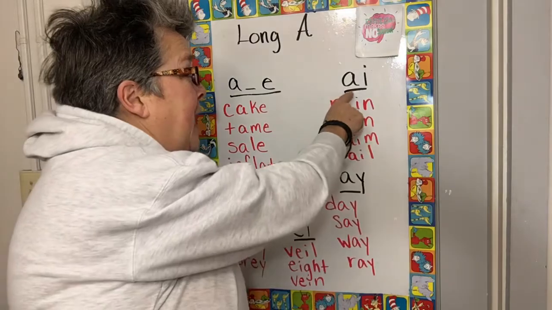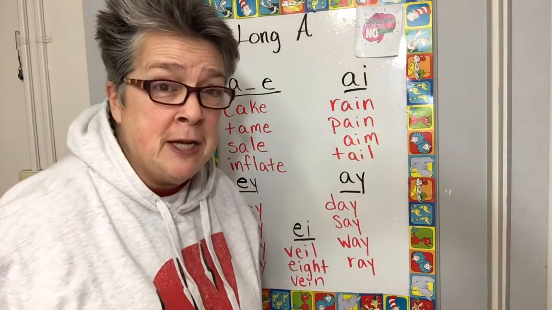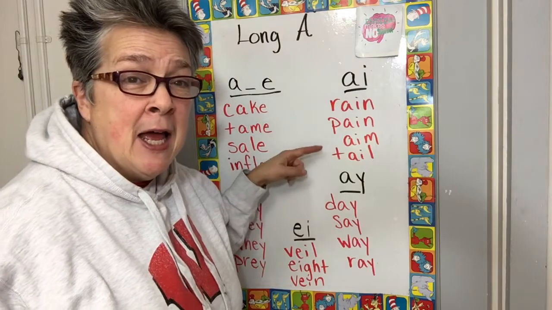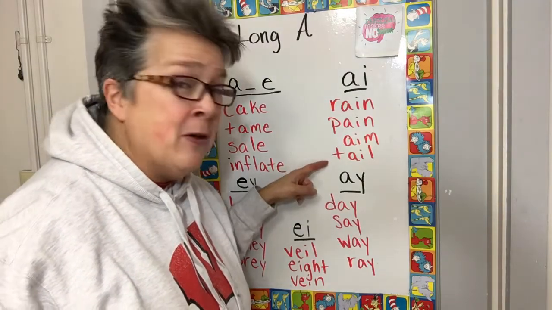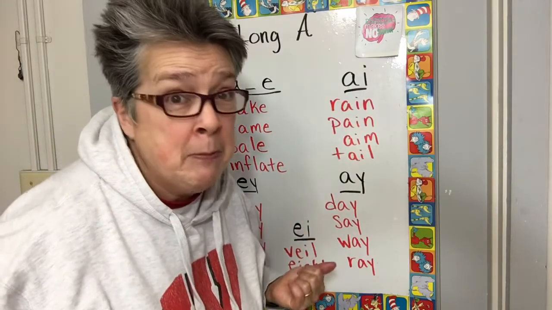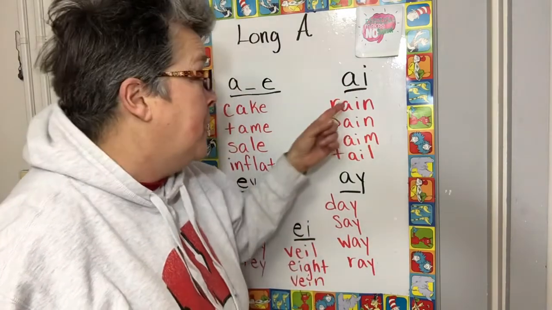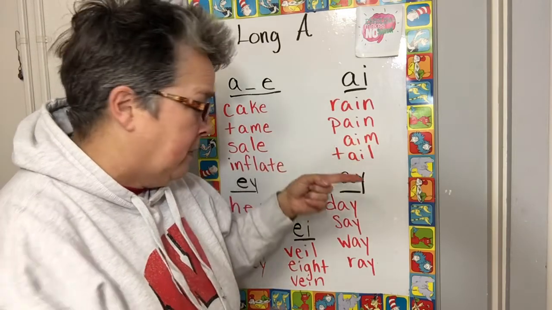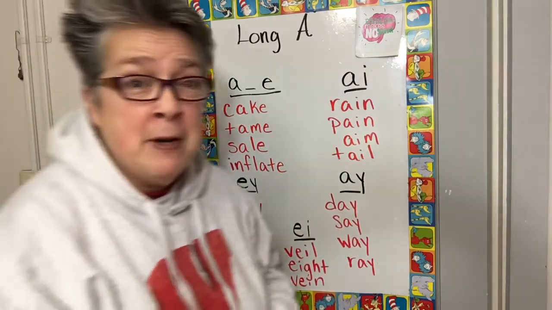But then we have A-I. That's a vowel combination. We have rain, pain, aim, and tail. The A says its name when the I is right next to it. The I might be a bully. Who knows? But let's do it again. Rain, pain, aim, and tail. Got it. The A-I combination.